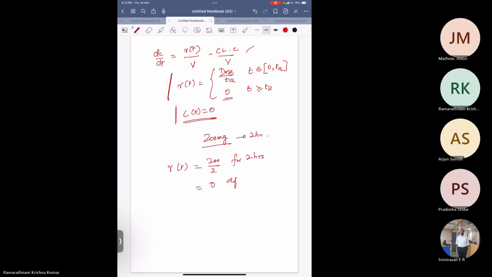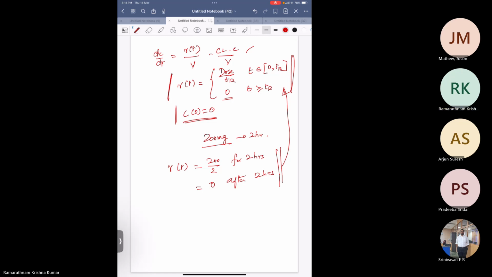Oh, okay. After 2 hours. This is how you write mathematically what you say orally in English. Mathematically, you write it like that.